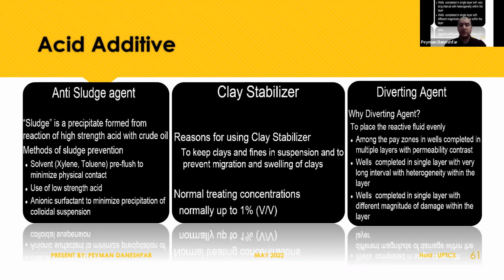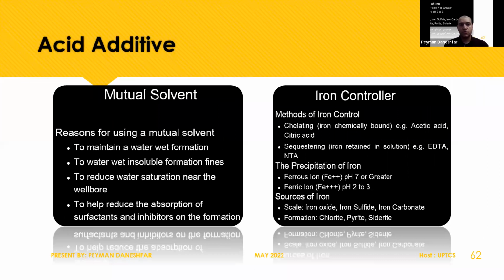And another one is the diverting agent. In marketing, we have some diverting agents such as VDA or STA or VCA, and some other types we have in marketing. Another one is the mutual solvent, which is like a spanner in the oil industry. It is like a surfactant to maintain water-wet formations, and one of the most important performances is to reduce the water saturation near the wellbore.